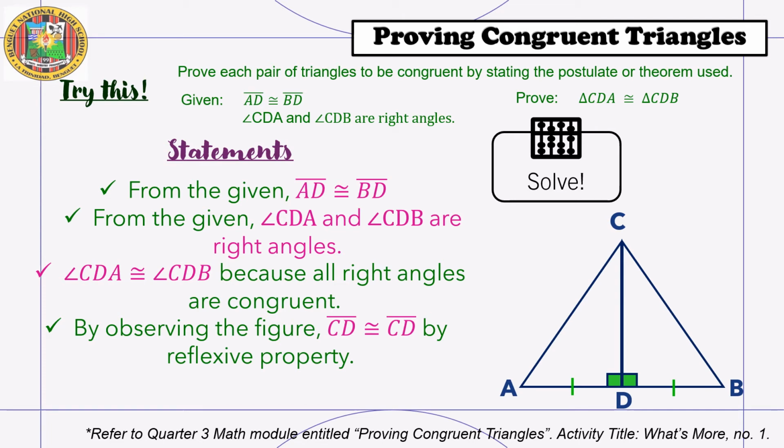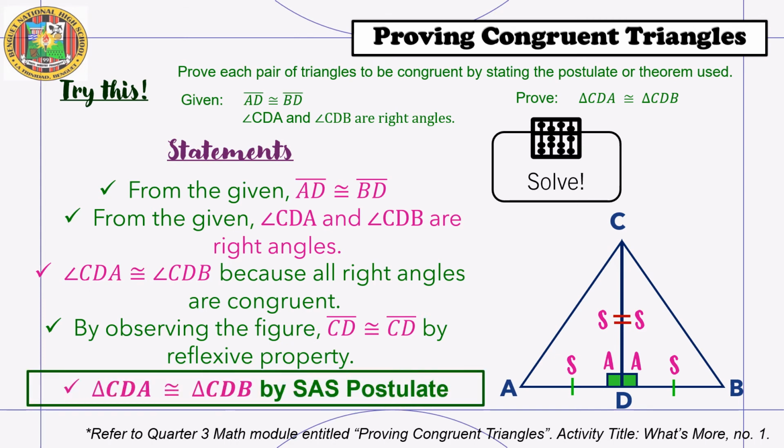Studying the statements we made, we have proven a pair of sides, a pair of angles, and another pair of sides that are congruent to each other. Take note also that the angles are included in the identified sides. Thus, we can now say that triangle CDA is congruent to triangle CDB by the SAS postulate.